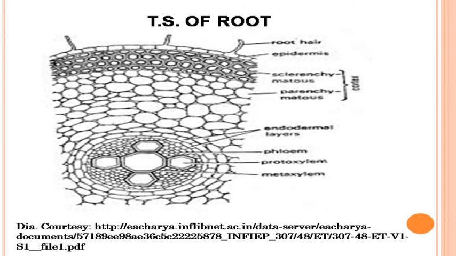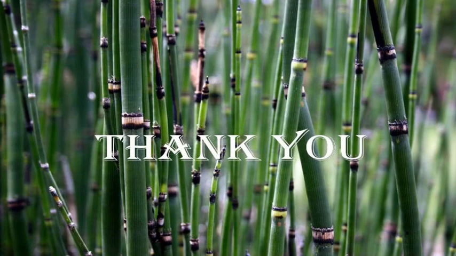Here you can see in the diagram the root hair present along with the epidermis, then the sclerenchymatous outer cortex and thin-walled parenchymatous inner cortex. Altogether they form the cortex. Then endodermal cells are clear in it, and then you can see the xylem and phloem. The protostelic condition is clearly seen. So this is all about the morphology and anatomy of Equisetum. Thank you for listening. Thank you so much.